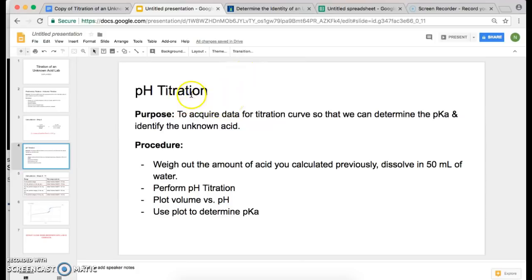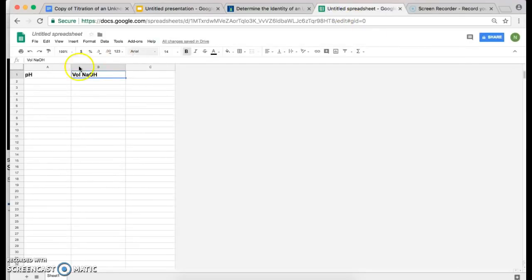But before we do it, I want to talk about the purpose of the pH titration, which is run number 2. The purpose is to acquire the data for the titration curve so that we can determine the pKa and the identity of the unknown acid. When I say the data for the titration curve, we are going to need the pH and the volume of sodium hydroxide added. So I've already set up a spreadsheet so that I can enter my data in.